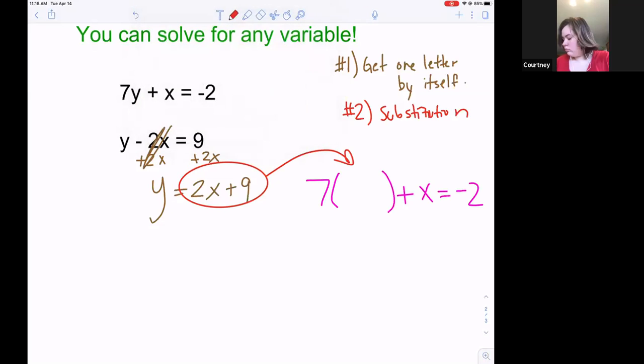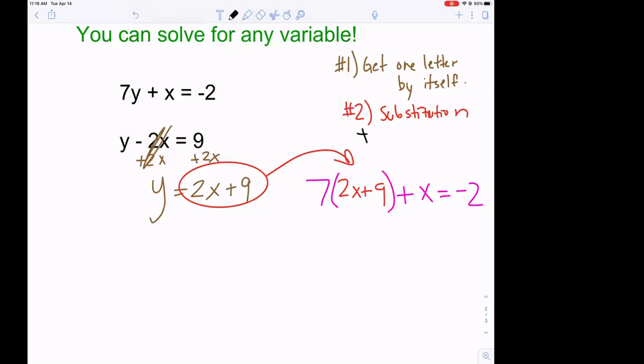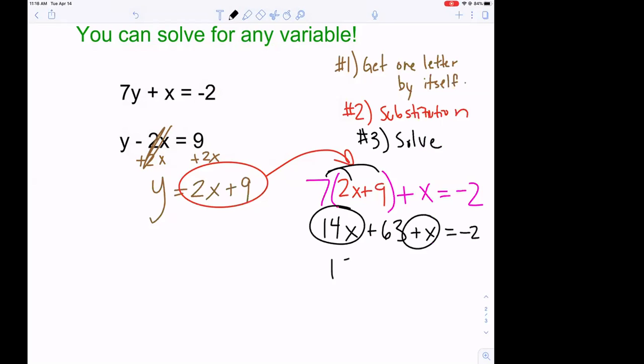So x plus. And then from there we solve. So step 3 is to solve for the one variable. You guys double check my mental math, but 14x plus 63 plus x equals -2. 14x and x is 15x plus 63 equals -2. Minus 63, minus 63. 15x equals negative 65.